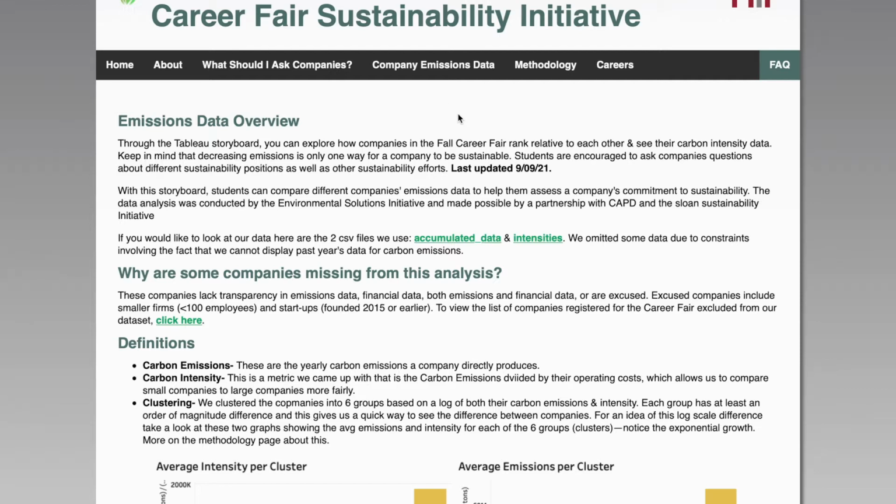Sustainability is a concept that is very difficult to quantify or grade a company on. So we wanted to provide students clear, raw data that could help them gain a little insight into the companies that they are looking at and provide them a foundation to ask more questions and to dive deeper.